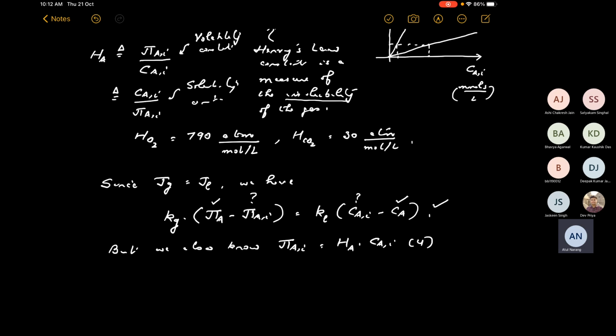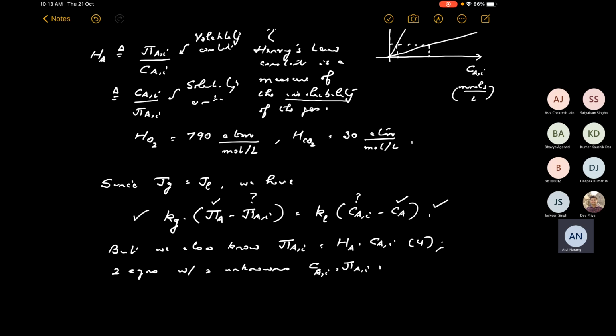So we have two equations with two unknowns, the unknowns being CAI and pi AI. Given these two equations, you can solve for these two unknowns. Plug these unknowns back into this equation over here. That means if you solve for pi AI and CAI, you can plug them in, and that will give you the fluxes. So that's the theory. That's all there is to it. That is the background to it. Now, let's proceed.